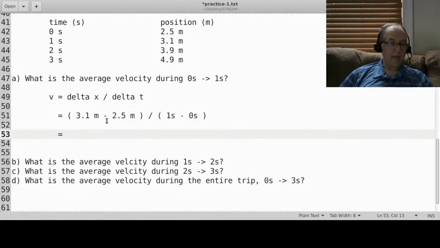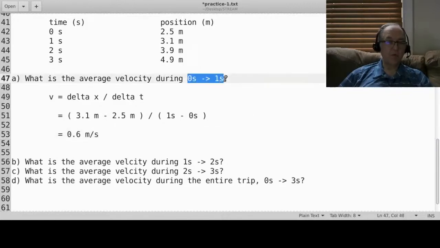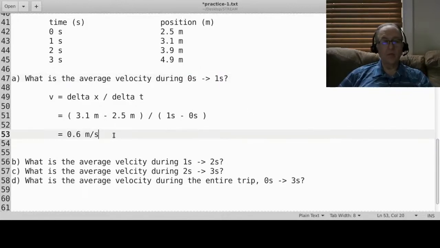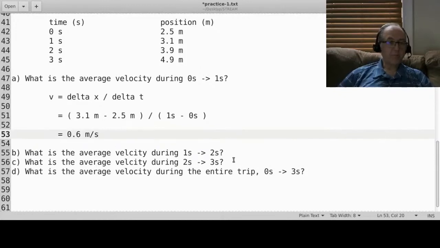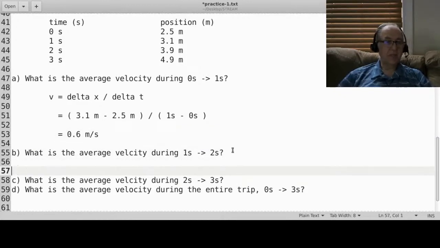And I think I can do this in my head. That's 0.6 divided by 1, which is 0.6 meters per second. So during that time interval from 0 to 1 seconds, the car was traveling at 0.6 meters per second. All right, not too fast, not that fast at all. And now I ask you to do it again.